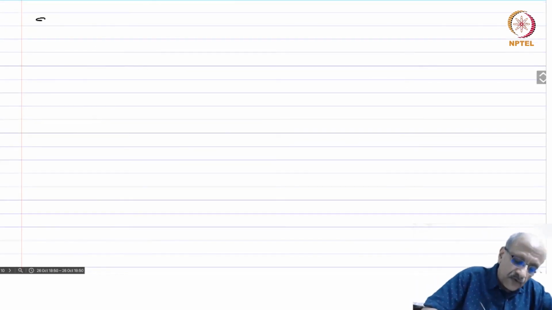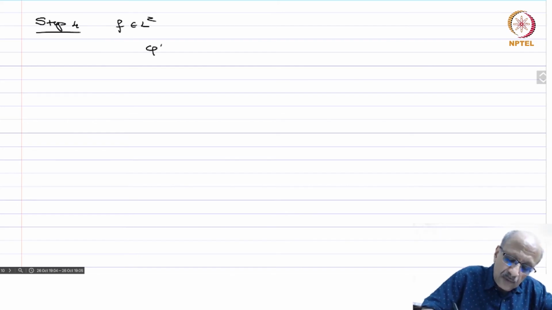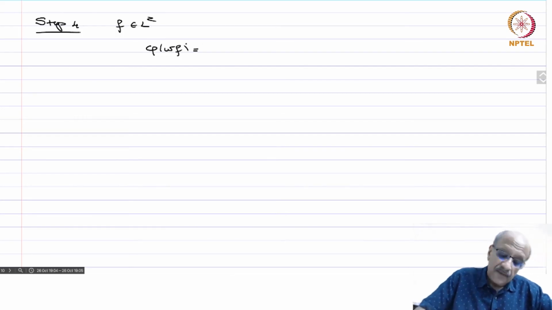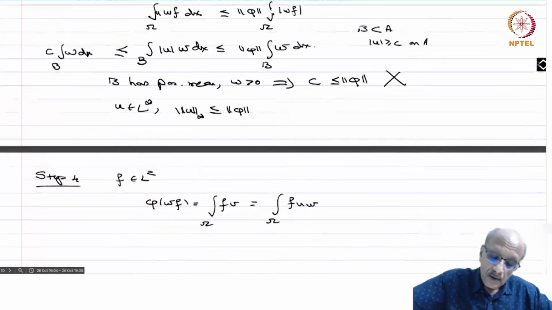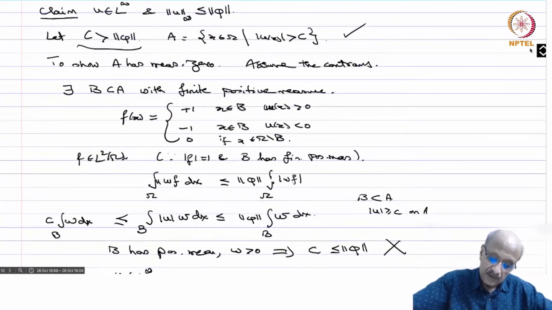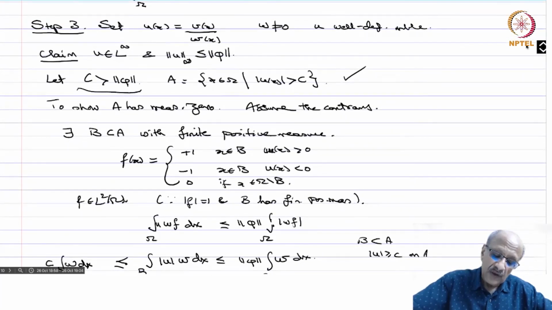Okay, now step 4. So for every f in L2 we have phi of w f equals the integral of v times f on omega. But what is v? v is the integral of f times u w, because u is defined as v by w, so v is nothing but u times w.